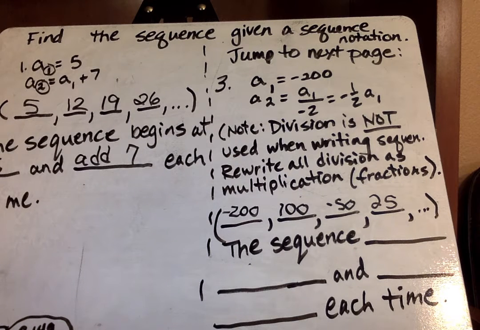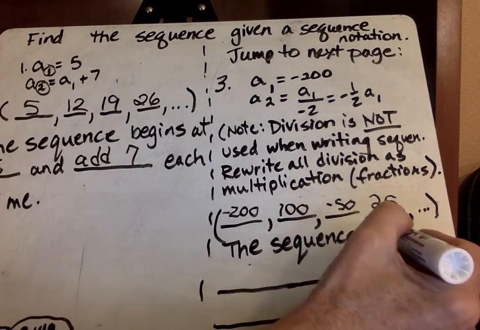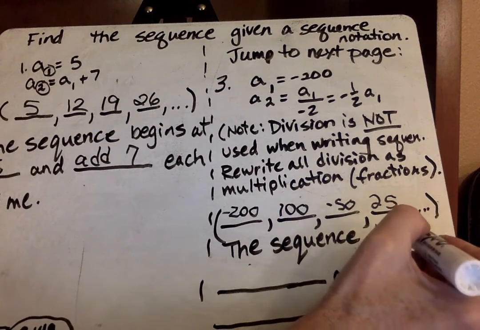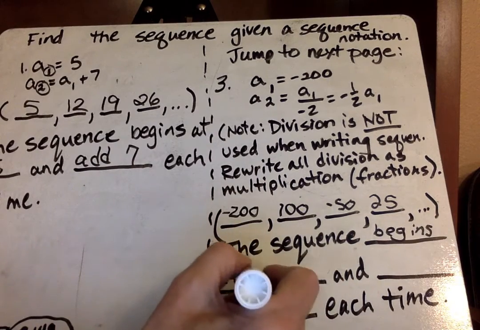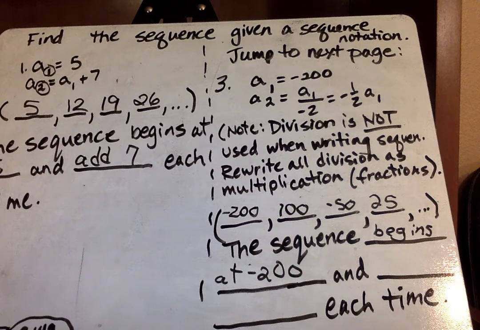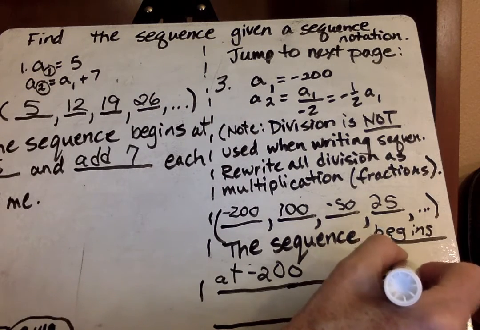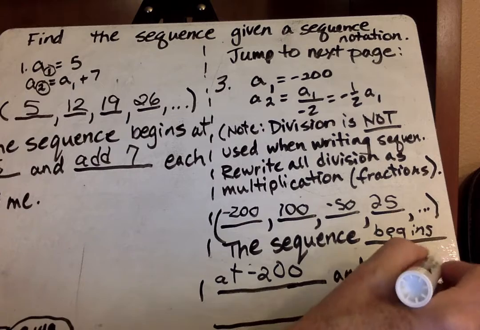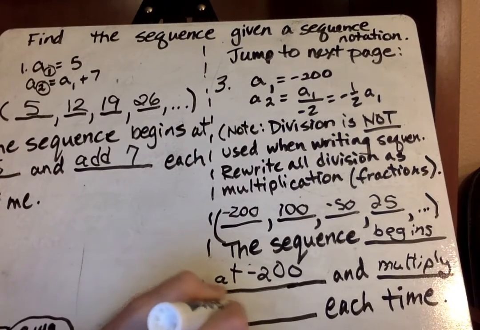So the sequence does what? Begins at negative 200, and multiply, because we don't use division, multiply by negative 1/2 each time.